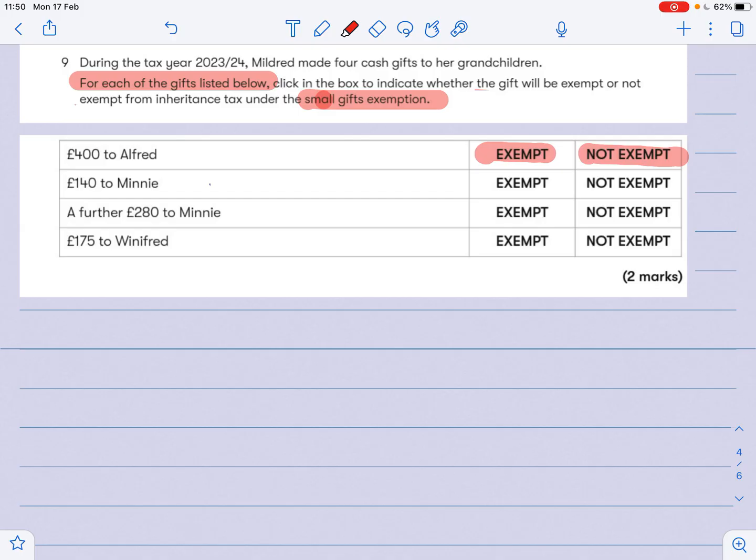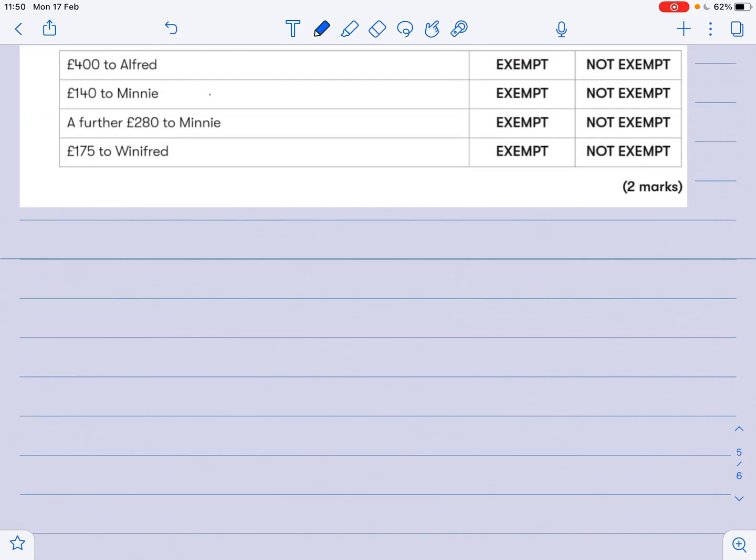Okay, good. So you need to remember the rule of £250. You must remember that. So the way I love to do this is this. I'm going to have their names put down. There are three individuals here. So we have Alfred, and then we have Minnie. We also have Winifred.